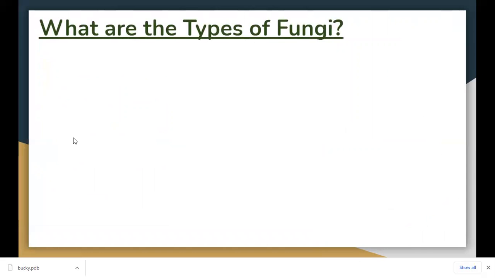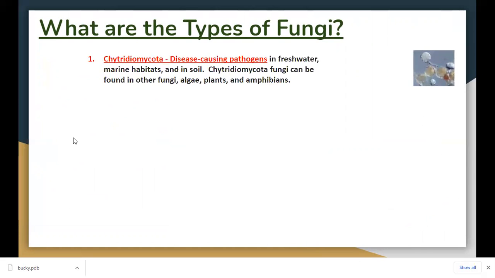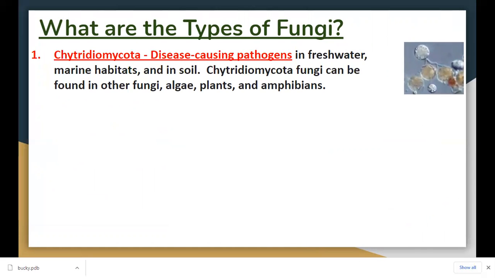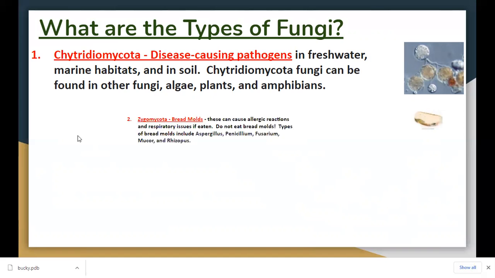What are the different types of fungi? Number one, they are the disease-causing pathogens. And I don't know if I'll say this correctly, Chytridiomycota. So they live in fresh water, marine habitats, and in soil. Chytridiomycota fungi can be found in other fungi. They can be found in algae, plants, and amphibians.